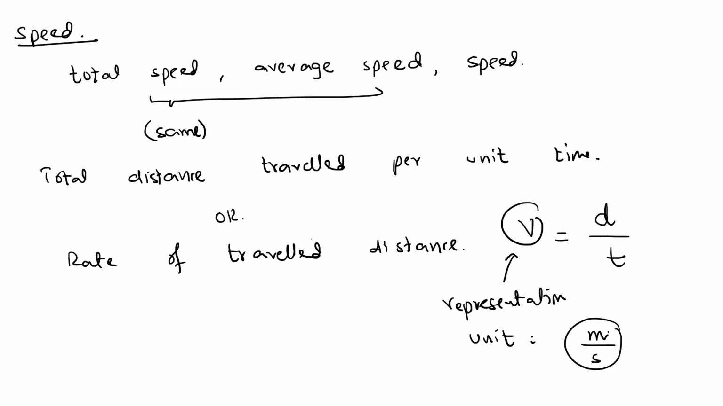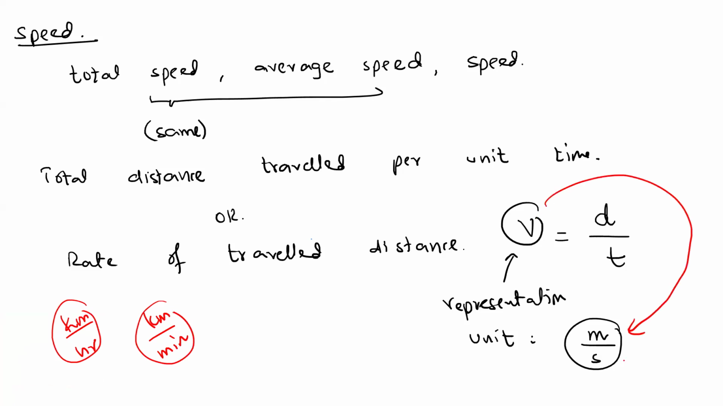Now there is a very important catch here. We say that the unit is meters per second, but questions can deal with kilometers per hour, sometimes kilometers per minute. So you don't have to memorize that answers for speed should always end up in meters per second. That's the standard or international unit, but we can also have speeds in kilometers per hour or kilometers per minute, and that would be totally acceptable. There is no problem in that.